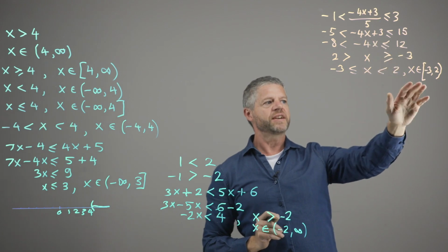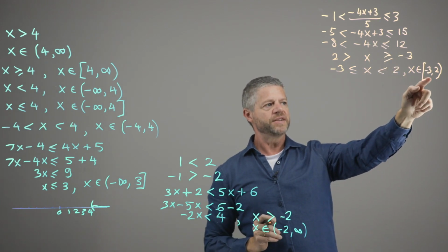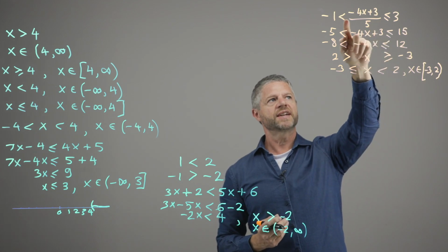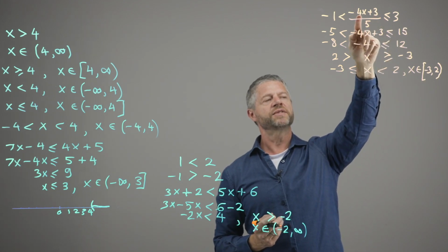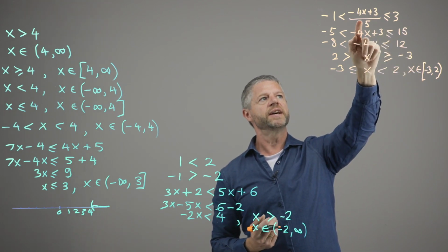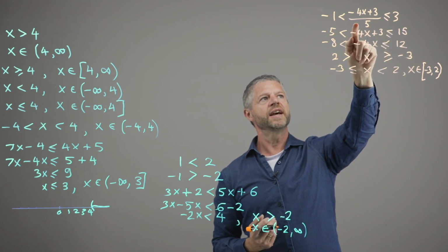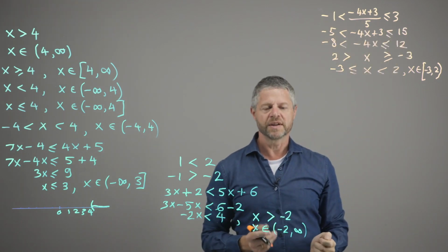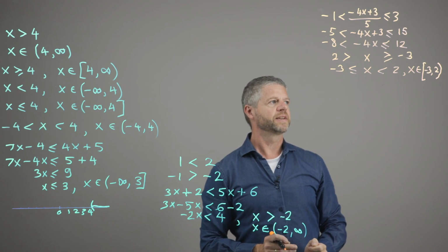And let's just check. Let's pick a number inside this interval, say 0, and see if that satisfies the inequality we started with. If we had 0 plugged into here, we'd get 3/5, and 3/5 is in between minus 1 and 3. So looks like we've done it correctly.